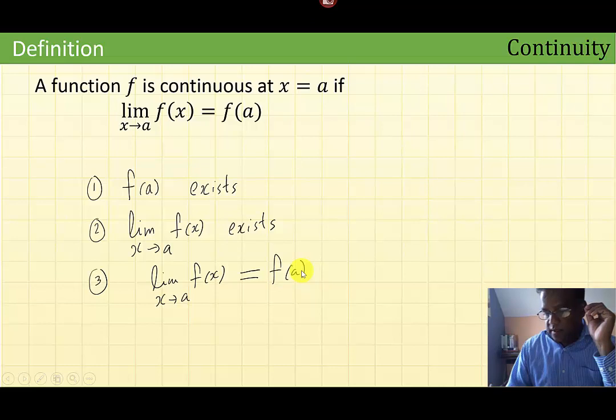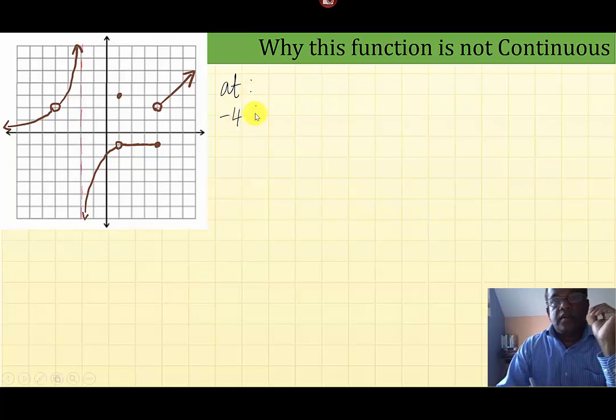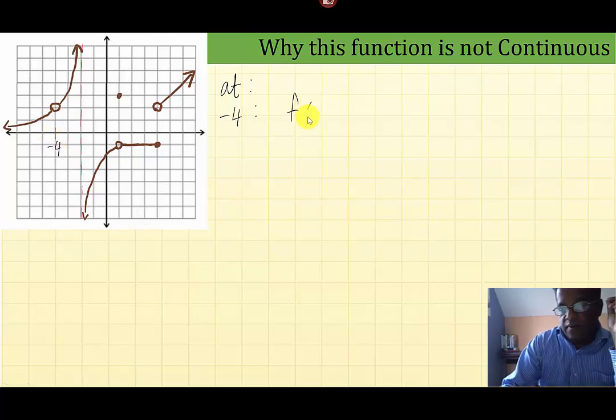Now let's look at the example that we had here. Why is this function not continuous at, say, -4? This is not continuous at -4 because f of -4 does not exist. Because we have a hole here, meaning we don't have f of -4. So that means f of -4 does not exist.